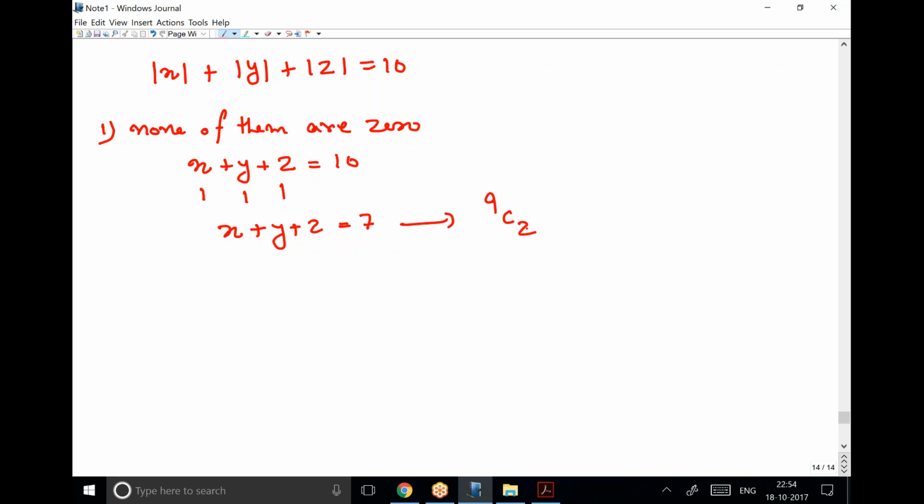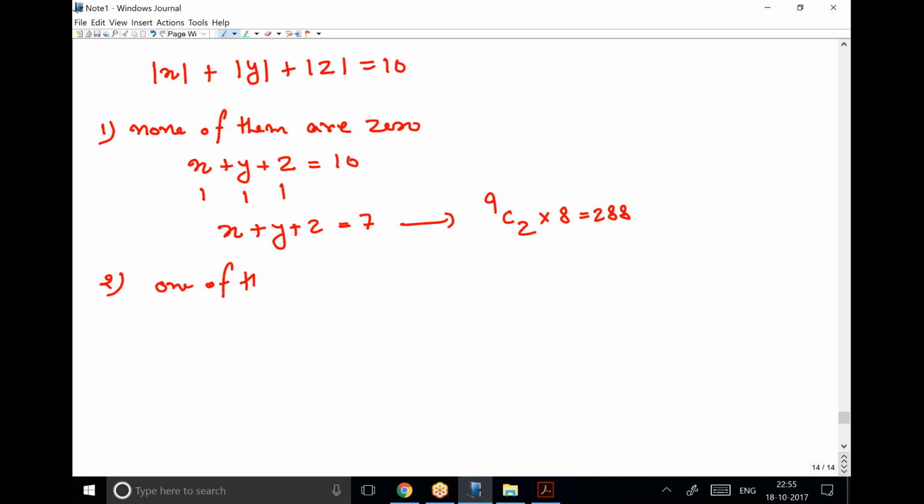So how many solutions are possible for the given equation? We know 9c2 solutions are possible for the given equation. But we know each can be plus or minus. So 9c2 inside modulus can be plus minus, plus minus, plus minus. So we have to multiply by 8 here, which comes out to be 288. That is the first case.